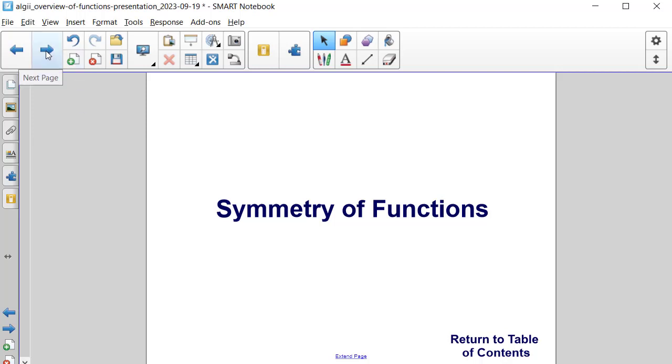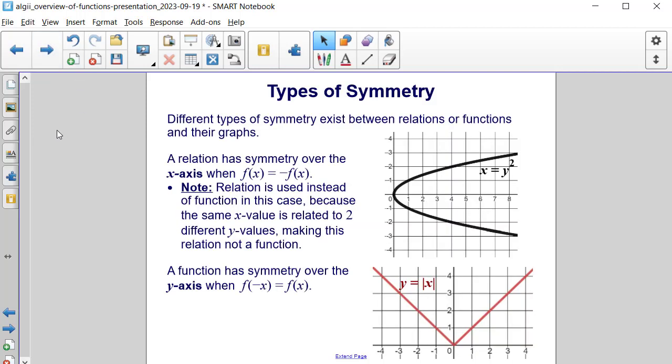Symmetry of functions. There are different types of symmetry that can exist between relations or functions and their graph. The first one is symmetry over the x-axis, and a relation has symmetry over the x-axis when f of x is equal to negative f of x.